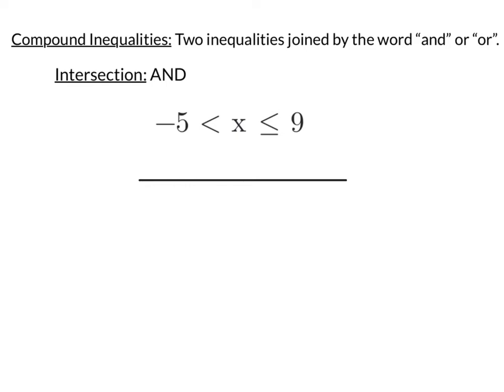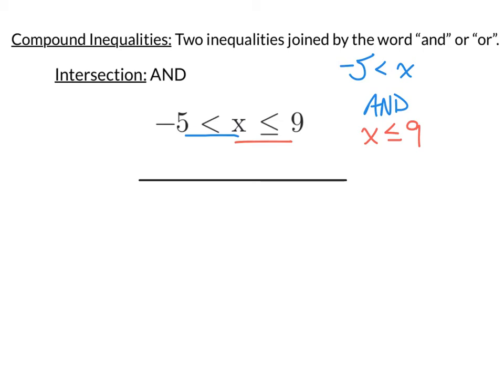This one says negative 5 is less than x is less than or equal to 9. Now, this is two inequalities. We have one inequality right here that says negative 5 is less than x, and the second inequality is over here, x being less than or equal to 9. You maybe don't see the word "and", but it's implied: we have this first part, negative 5 is less than x, and this second part where x is less than or equal to 9.